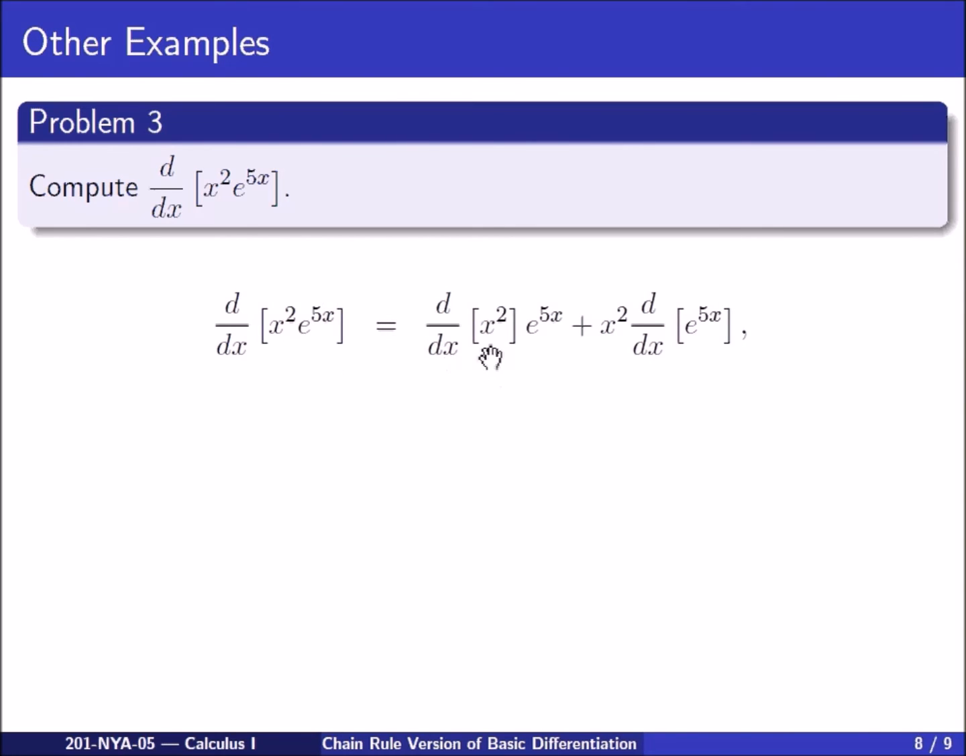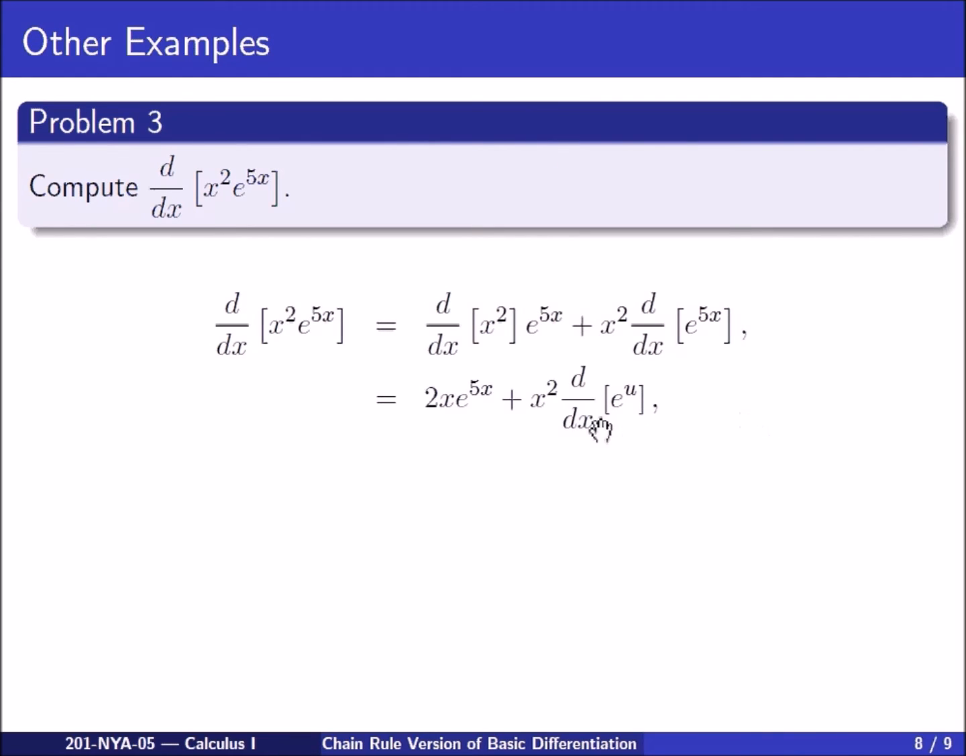The derivative of x squared is straightforward, it's going to be 2x. For this part, it's the derivative of e to the 5x, not just e to the x, but e to the 5x. So it's again a composition of functions. It's the exponential function composed with the function 5x. So I have to think of this as e to the u, and this is where I'm going to need the chain rule.